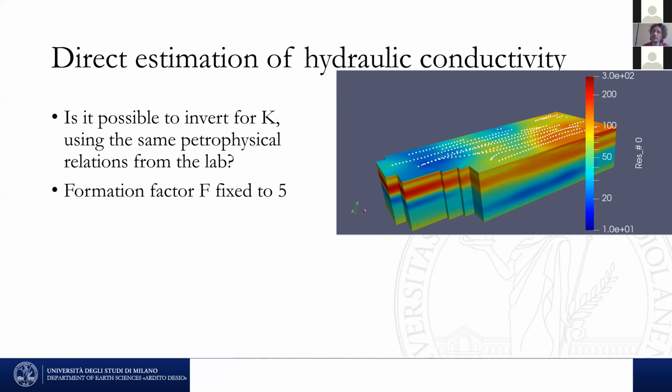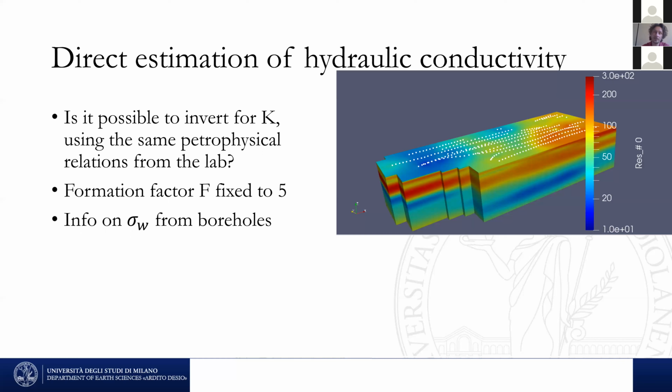The good thing is that the petrophysical equation that derives hydraulic conductivity from the formation factor has a weak dependence on the formation factor. So even if we're off by a factor of 2, this is not going to affect too much our estimation of the hydraulic conductivity. And then what we did was to fix the water conductivity in this model based on prior information.